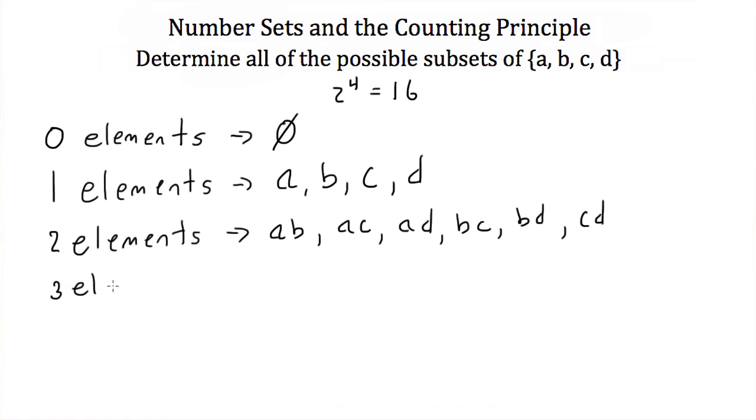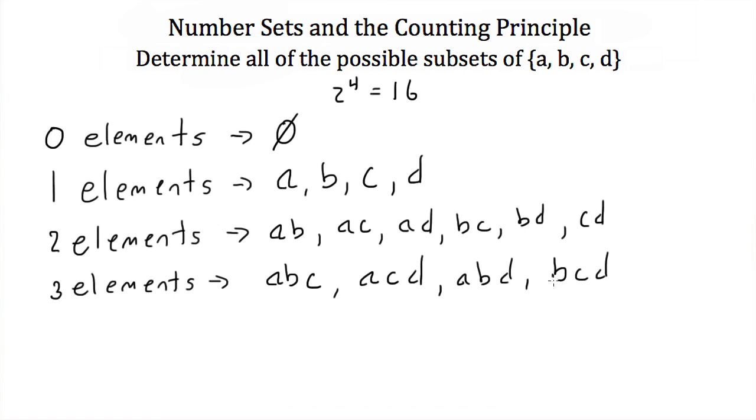Now 3-element subsets. We might choose A, B, and C. We might choose A, C, and D. We might choose A, B, and D. Or we might choose B, C, and D. So there are 4 possible 3-element subsets from this set of A, B, C, and D. We have 4 elements, so there's one more to do. A 4-element subset. Well, there's only one way to do that. We just choose every one, A, B, C, and D.